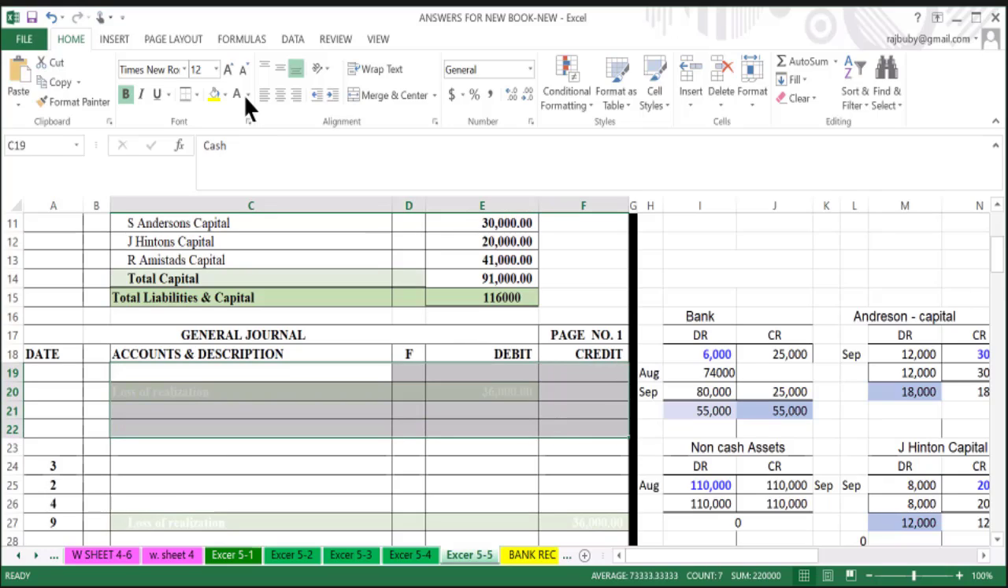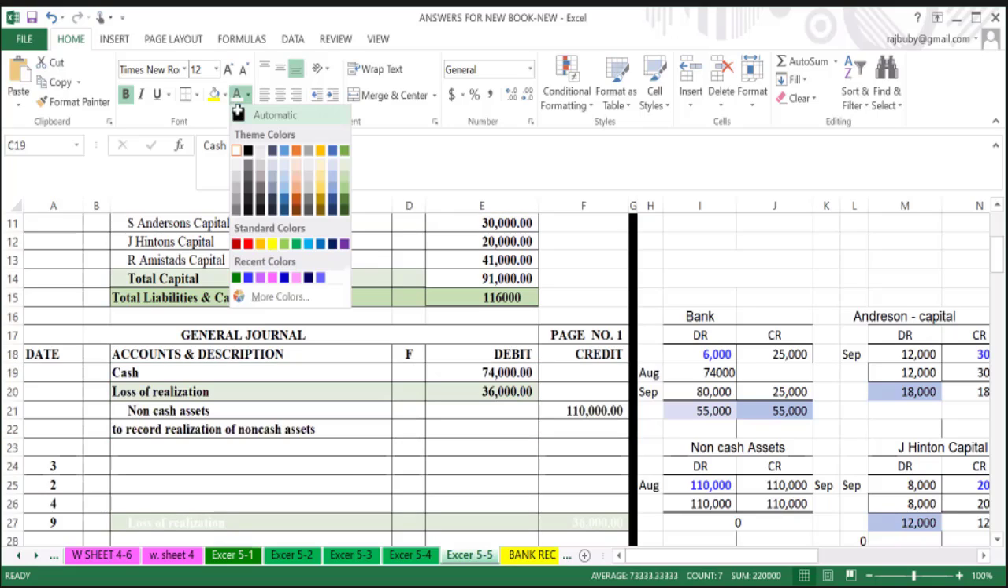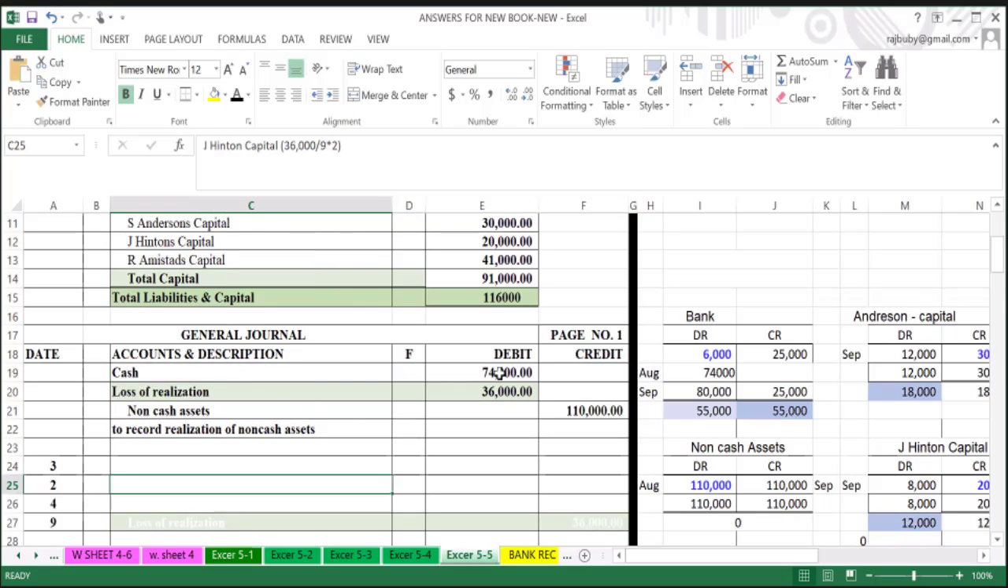Okay, Anderson. The cash is only 74,000. Loss of realization is 36,000. The non-cash assets is going to be 110,000, because when you are selling, that one is going to be in the credit side, right? It was in the debit side. Yeah, they are receiving only 74,000. The 36,000 is going to be they are lost.